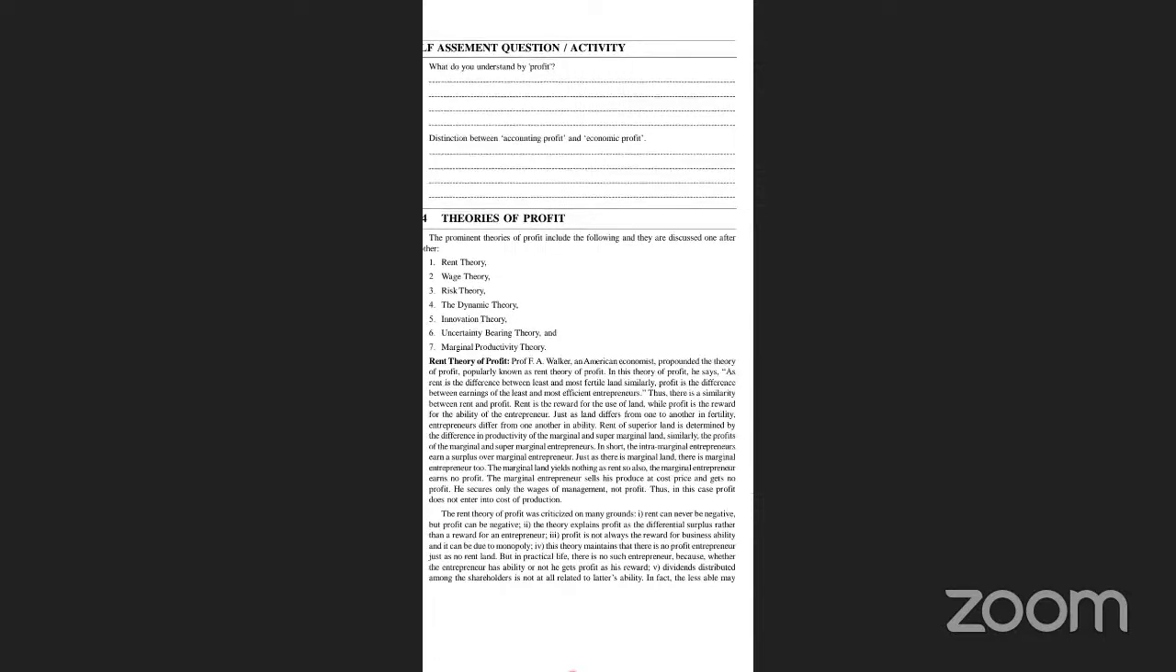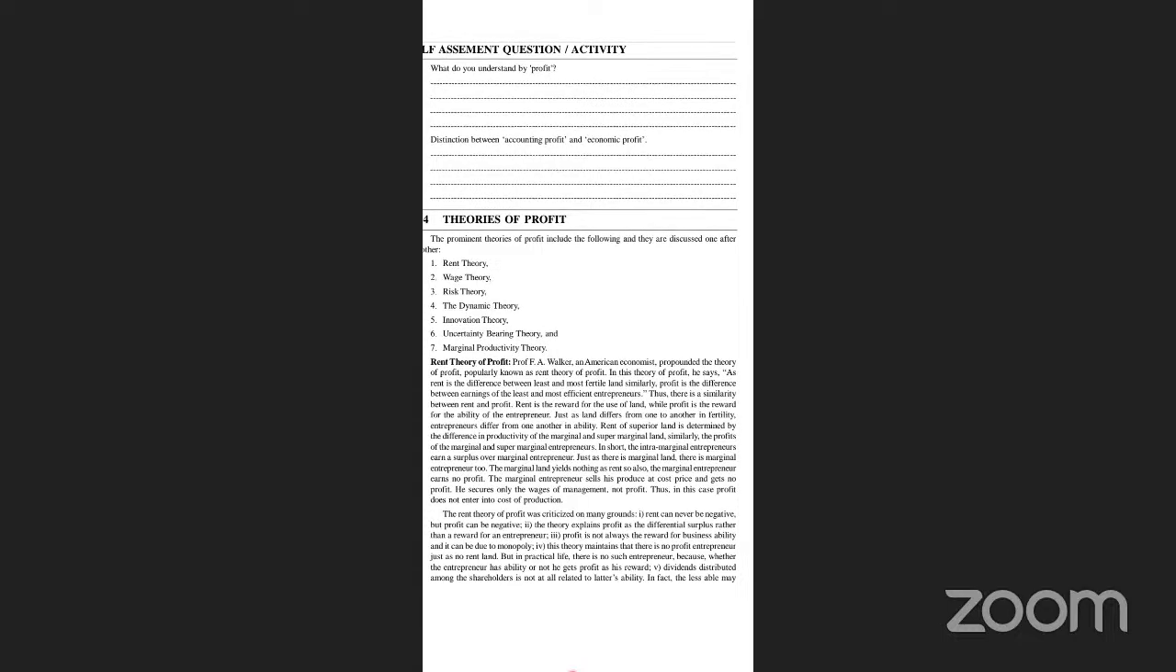Now, Professor F. A. Walker has given the rent theory of profit. He says rent is a reward for the use of the land. When a superior land is used, the difference between its productivity and that of the marginal land becomes a profit. In the short term, all these marginal entrepreneurs will start earning the surplus over any marginal inputs. In certain cases, we don't caption it as profit; rather it goes into the cost of production. This perception by Professor F. A. Walker has been criticized on several grounds, being said to be negative, etc.